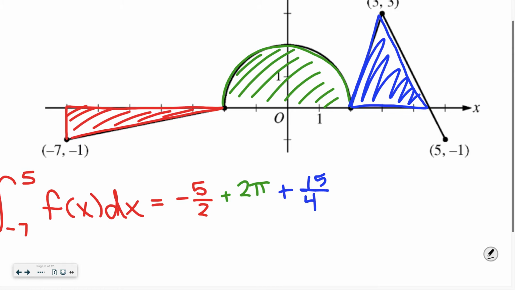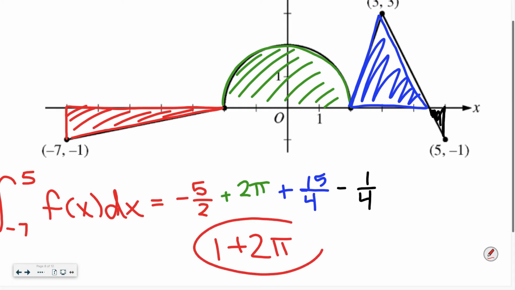And then this area right here. Max, what's this? Positive? Negative? Okay. So then, 1 plus 2 pi. All right. That would be your area.